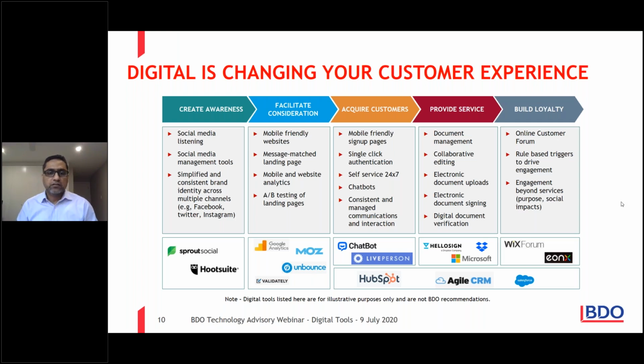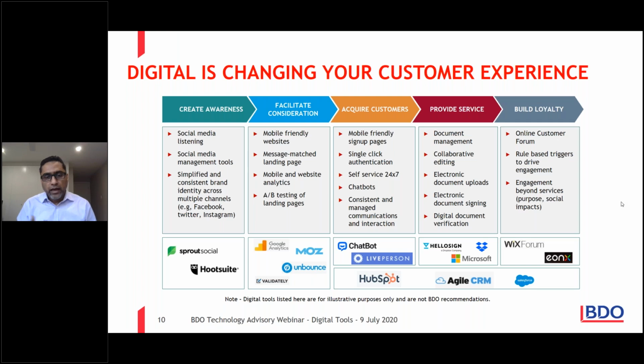Along with the self-service, it gets to chatbots. If, while they are going through a self-service mechanism, they have a question, an artificial intelligence enabled chatbot can make the answers more relevant to the questions that the customers might be asking. So 24/7 self-service, along with chatbots, mobile-friendly pages, and authentication, all help convert from facilitation to acquiring the customers quickly.